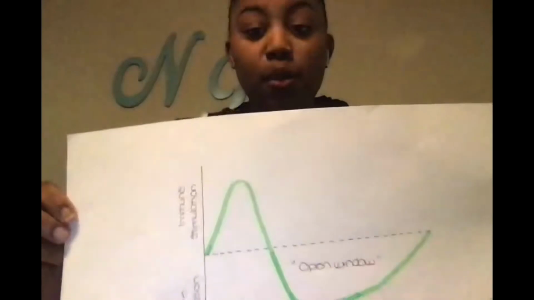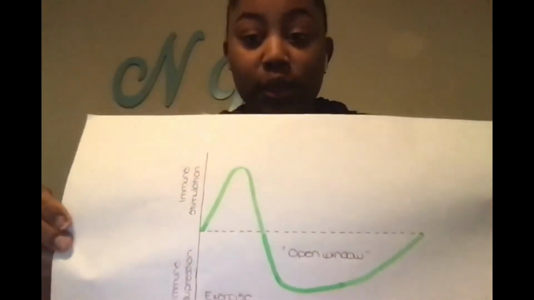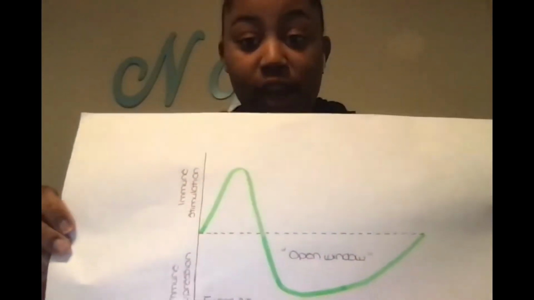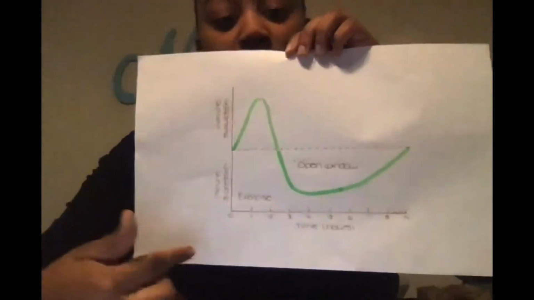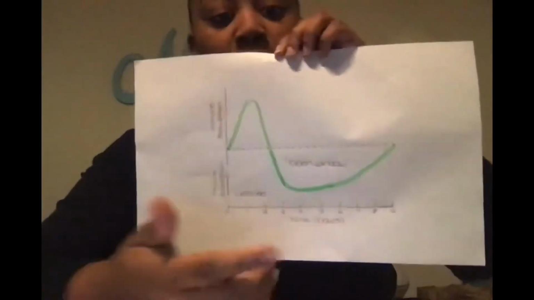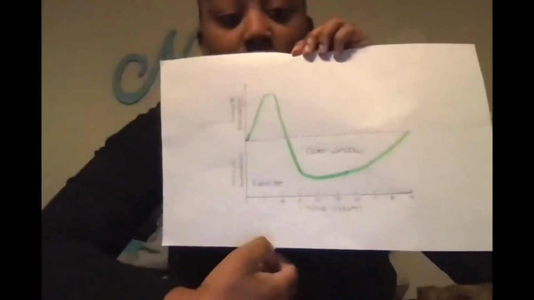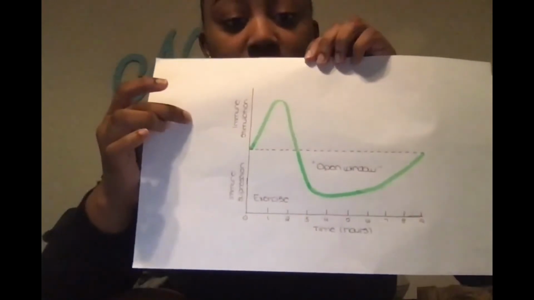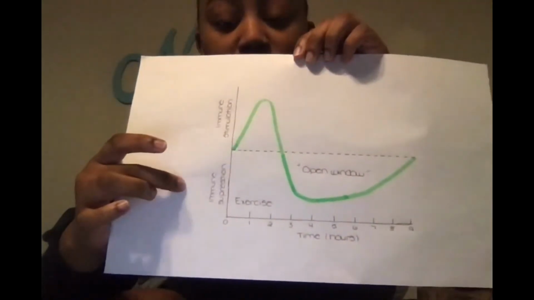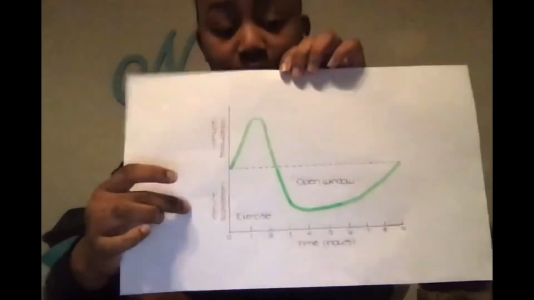The open window theory is a potential explanation for why high intensity exercise increases the risk of infection. As you can see, the x-axis, which is right here, is the measure of time, and the y-axis shows immune stimulation at the top and immune suppression at the bottom.